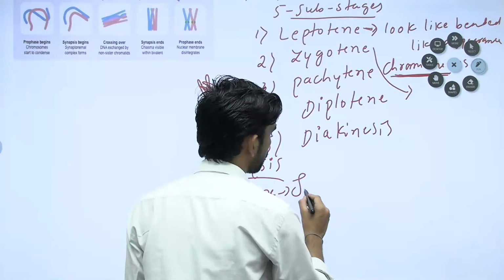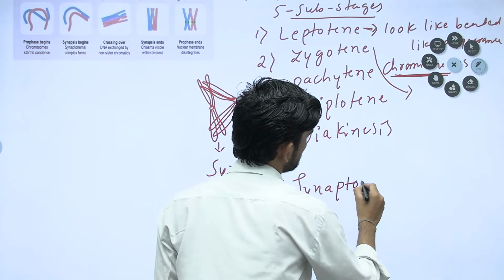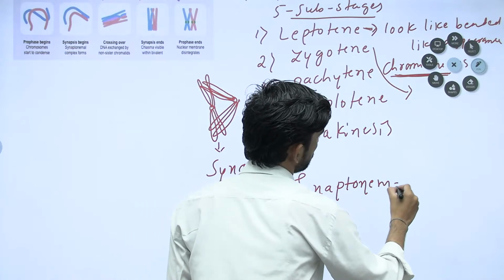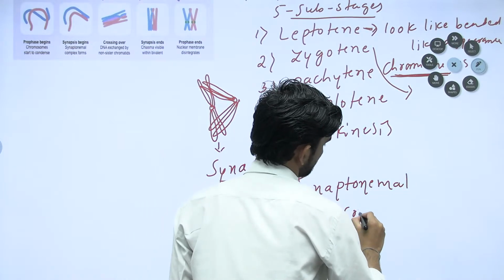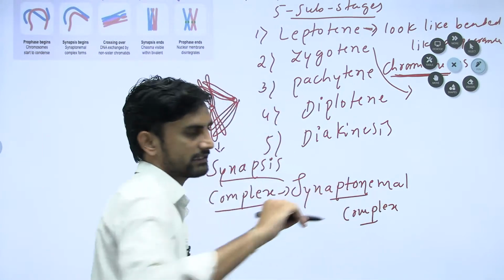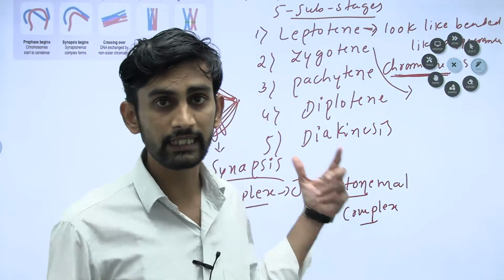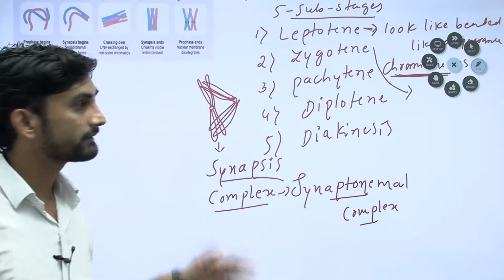This complex is called a synaptonemal complex. We can call it the synaptonemal complex. Underline that word. This is a very important event occurring in the zygotene stage.